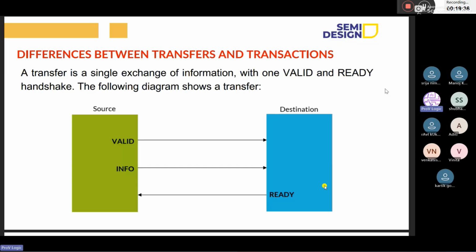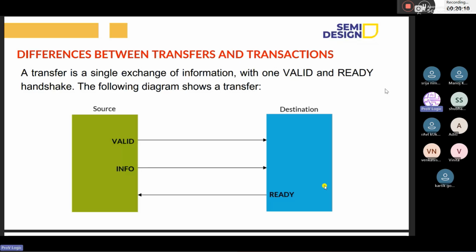Okay, so transaction is nothing but a complete operation which is requested by the master and fulfilled by the slave. Multiple transfers is nothing but a transaction. Okay, so write transaction, read transaction means what? Write address plus write data, address plus data. Okay. Write address plus write data is nothing but a write transaction. Read address plus read data is nothing but a read transaction.